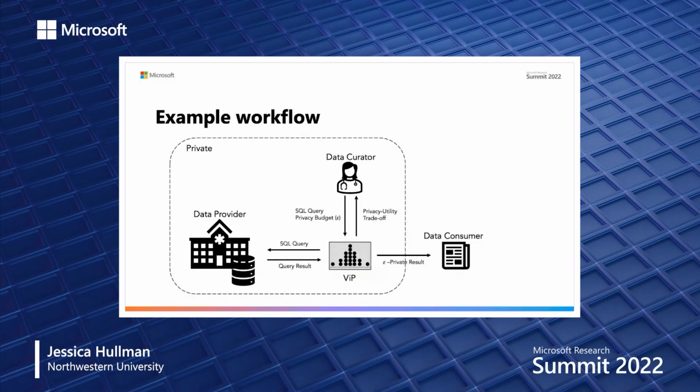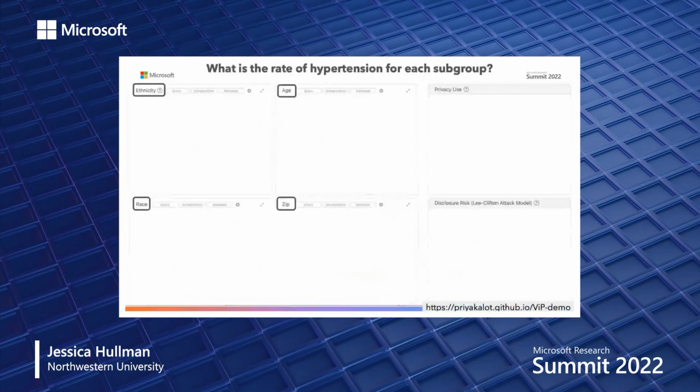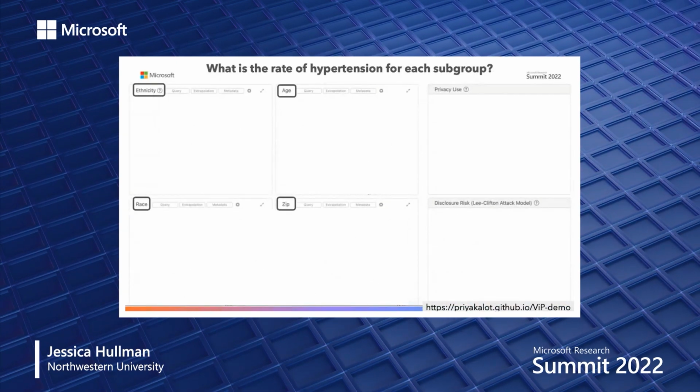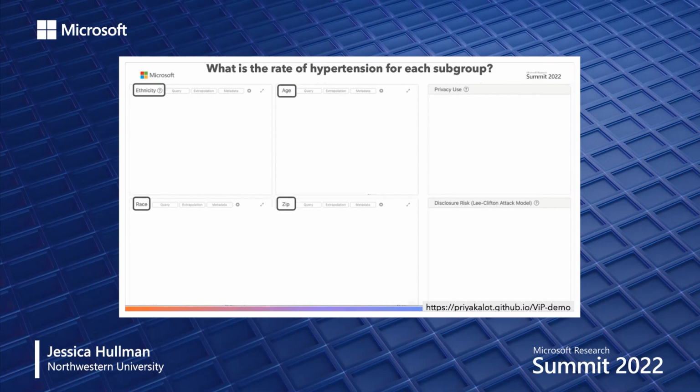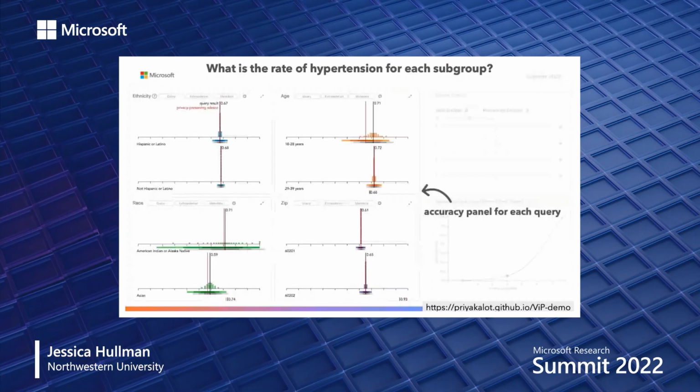For example, another medical researcher might combine the new estimates with other geographical data on hypertension to estimate, say, spatial autocorrelation and hypertension rates. So the data curator comes to the interface with a data set and queries they wish to run. Here's the bare bones layout of the interface. We have query panels, which will show estimates for different queries, in this case hypertension by ethnicity, age, race, and zip code. And we also have a privacy budget use panel in the upper right, where users can set a total privacy budget and distribute it across queries, as well as a disclosure risk panel on the bottom right, where they can monitor how changes to their budget impact risk of de-identification.